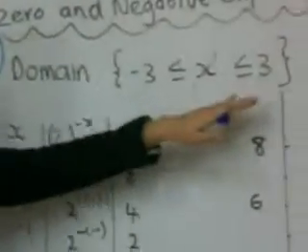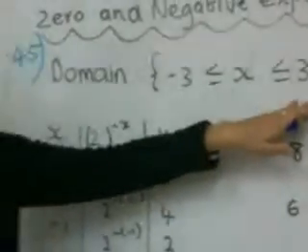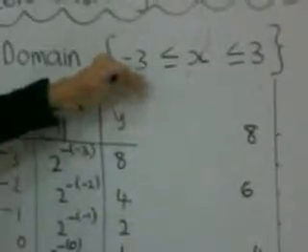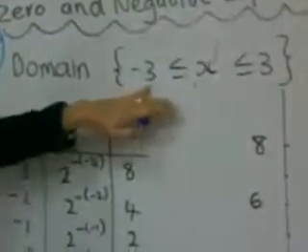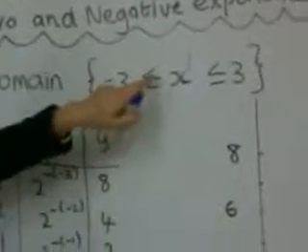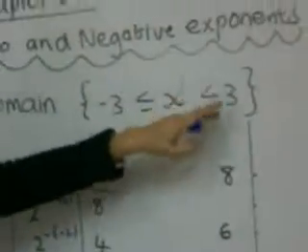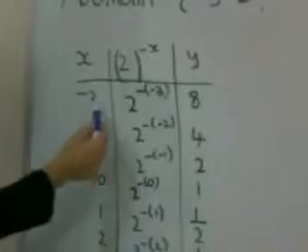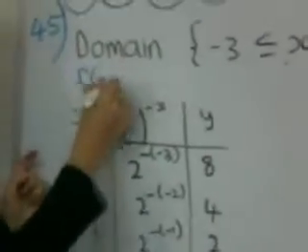Here they say that the domain should be between -3 and 3. That means we choose our x values between -3 and 3, including 3, because it says x is greater than or equal to -3, x is smaller than or equal to 3. So when we translate it into our table of values, x starts with -3 and ends with 3.